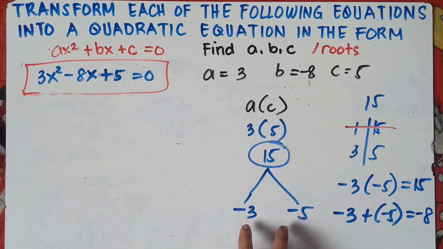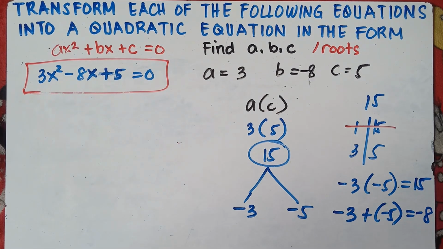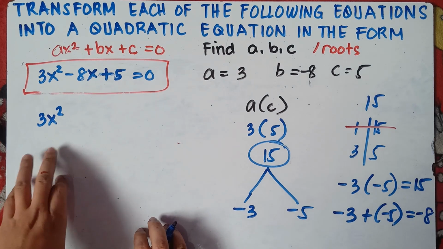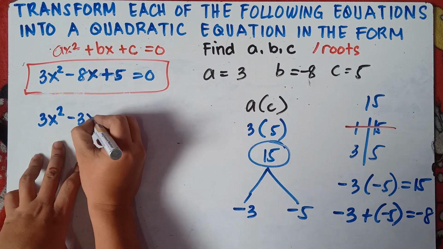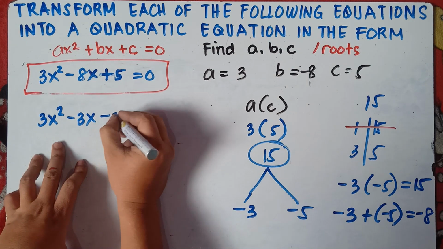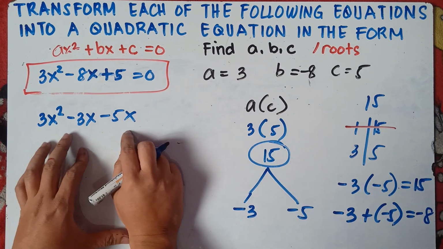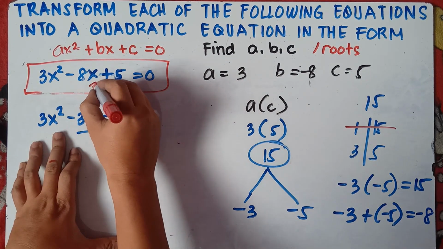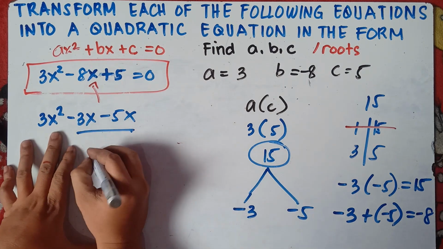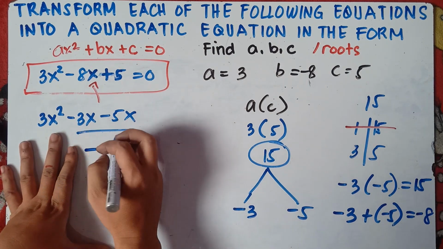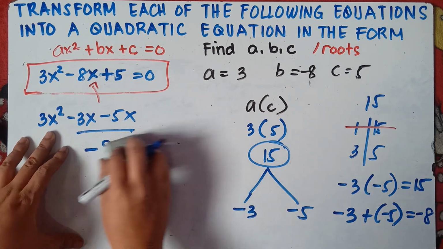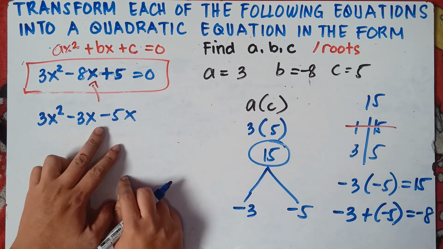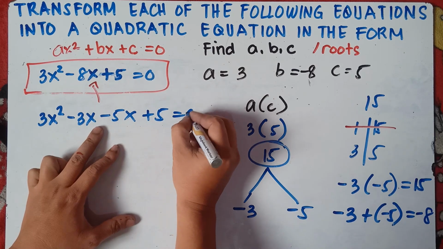Once you get the factors, you write them in this equation. How to do that, sir? First, copy 3x squared. Then copy negative 3x, then negative 5x. Just put x on the negative 3 and negative 5. Why? Because negative 3x and negative 5x combined is the same as negative 8x. So negative 3x minus 5x, then copy plus 5 equals 0.